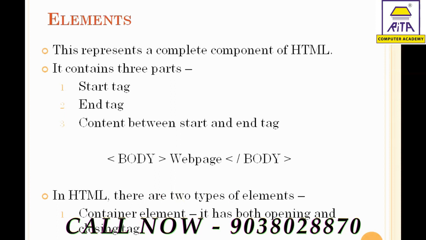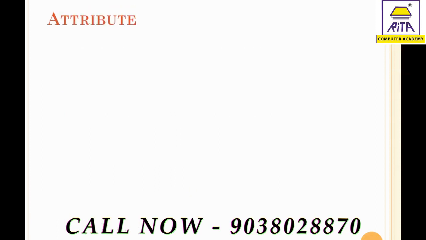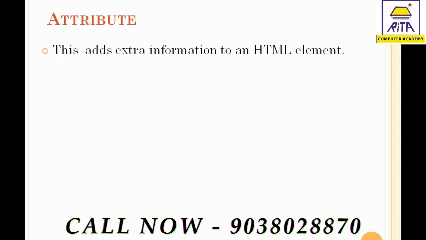The third term, very important to HTML, is attribute. So what are attributes? Actually, an attribute adds extra information to an HTML element. Whatever you want to do, like coloring your web page or your text, you can't do it simply with the tag names. You have to put something extra. So that extra information which you use in an HTML element is an attribute. It always appears in the start tag. Attributes are written within the opening tag. It does not appear in the closing tag.